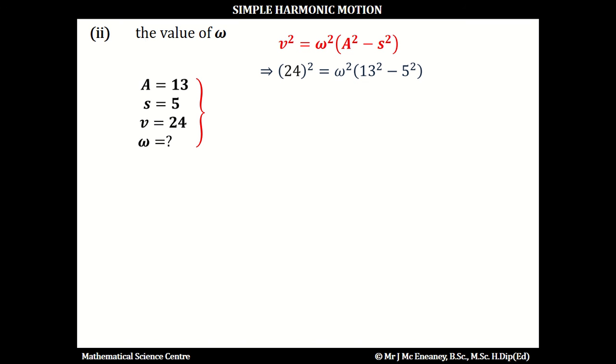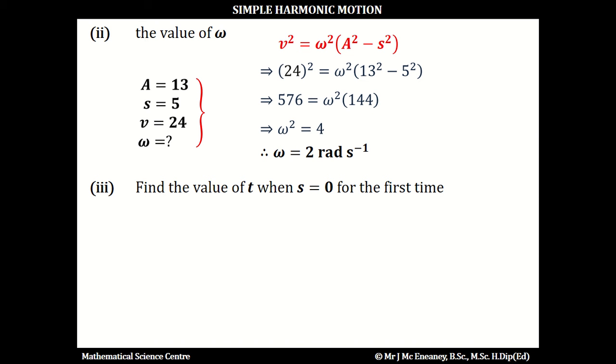Next of all, we want to find the value of omega. Now we know the amplitude is 13, and when the displacement s was 5, the velocity v was 24, and now we're going to find a value for omega. So we're going to use the VWAS equation, so v squared equals omega squared times a squared minus s squared. This means 24 squared equals omega squared times 13 squared minus 5 squared. This means 576 equals omega squared times 169 minus 25, which is 144. If you divide 576 by 144, you get 4. So omega squared is 4, and this means omega is 2 rads per second.